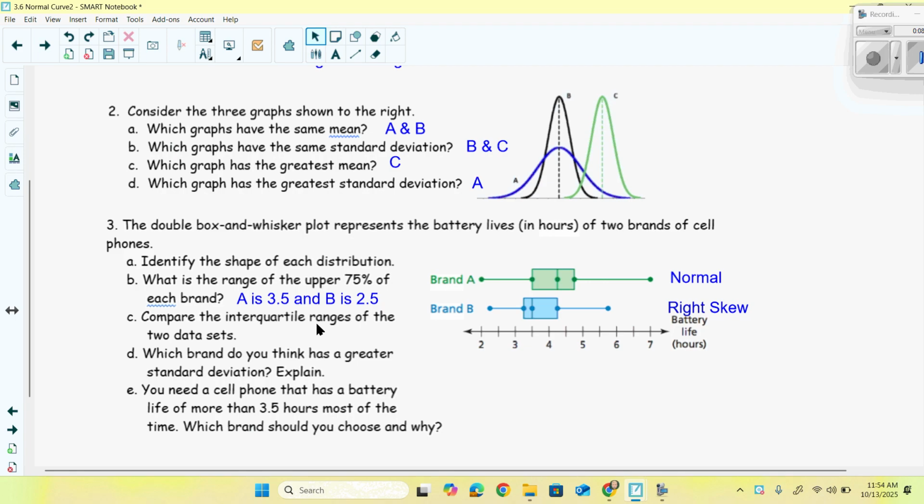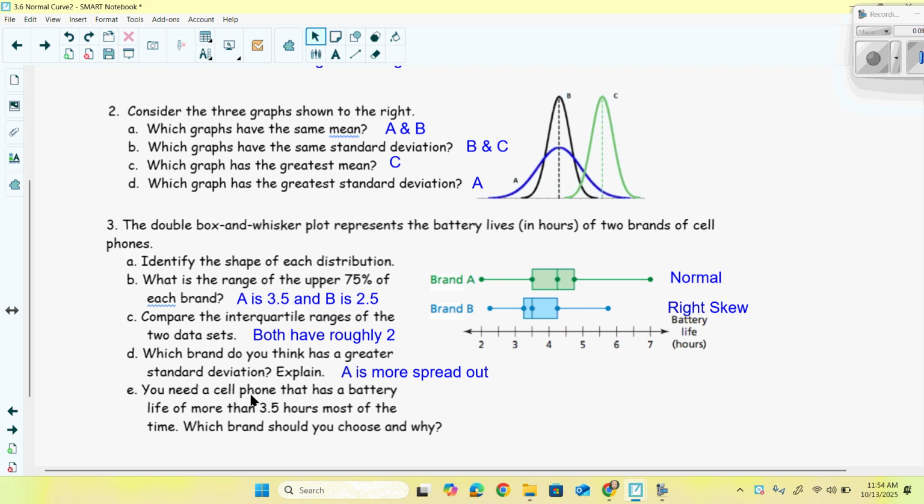Compare the interquartile ranges, the IQR, that's going to be the boxes. Compare those two. Both have roughly the same IQR. Which brand do you think has a greater standard deviation? And we want to explain it. Remember, standard deviation is measuring our spread. A is more spread out if you go from the min to the max, even though the IQRs are similar.